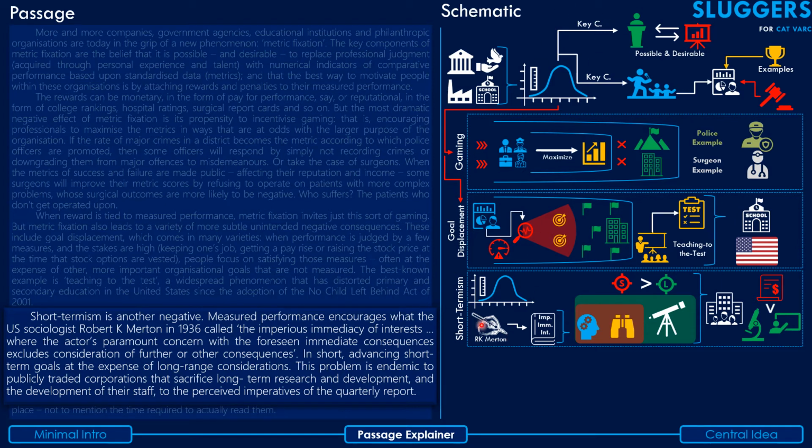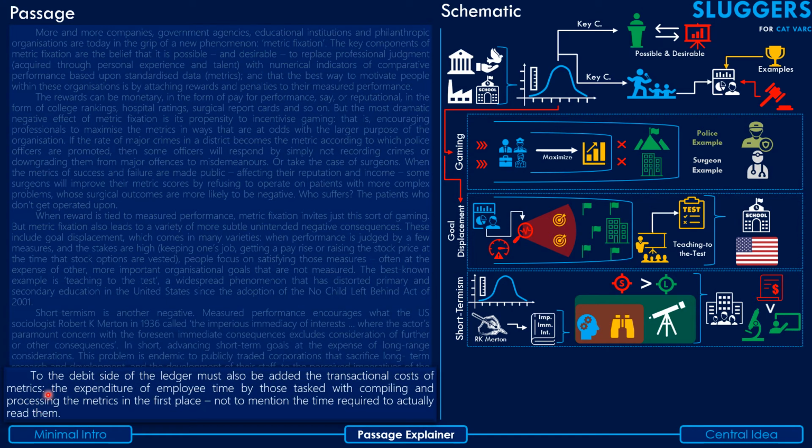All right, so I hope this paragraph is also clear to you. Let's move on to the next, which I think is the last paragraph. Okay, coming to the last paragraph, he basically says that to the debit side of the ledger must also be added the transactional costs of metrics, the expenditure of employee time by those tasked with compiling and processing the metrics in the first place, not to mention the time required to actually read them. Okay, so with this, he ends the paragraph.